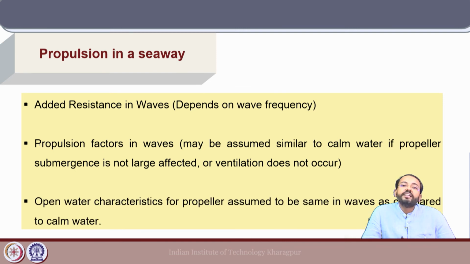Also, it is assumed that the intrinsic characteristics of a propeller, which are the open water characteristics, the thrust, torque and efficiency in open water, are the same in waves as compared to calm water. This is generally assumed for computations of the propulsion performance of a ship in waves. So, the added resistance of a ship, the propulsion factors and the open water diagram can be used from model test values. Also, numerical computations may be used to assess the performance of a ship in waves.